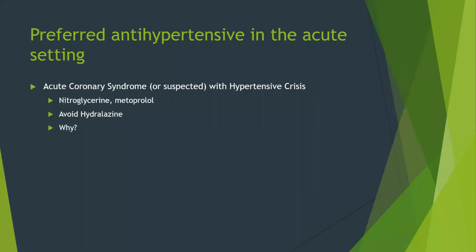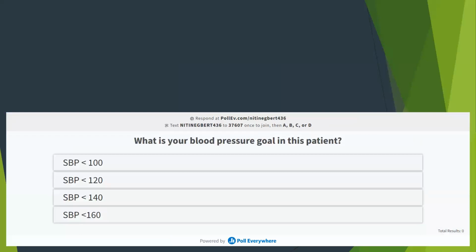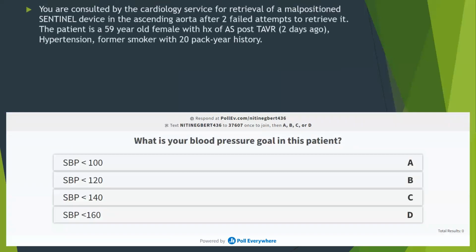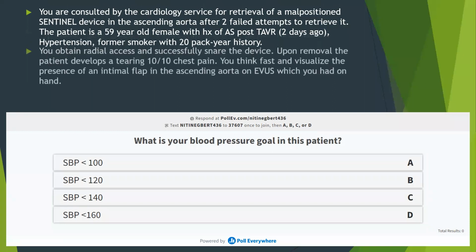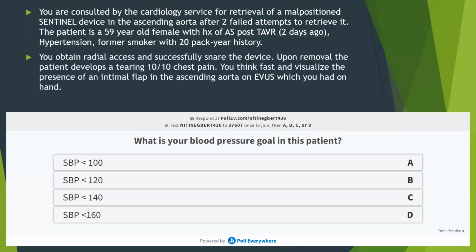All right, so we'll go to our next practice question here. You're consulted by the cardiology service for the retrieval of a malpositioned Sentinel device. I've actually seen this one happen before. It's in the ascending aorta, after the cardiology service has had 2 failed attempts to retrieve it. The patient is a 59-year-old female with a history of aortic stenosis, status post TAVR 2 days ago, hypertension, and former smoker with a 20-pack year history. You obtain radial access and you successfully snare the device.